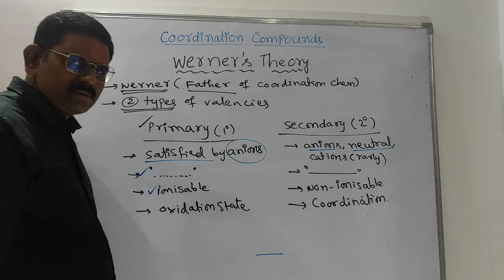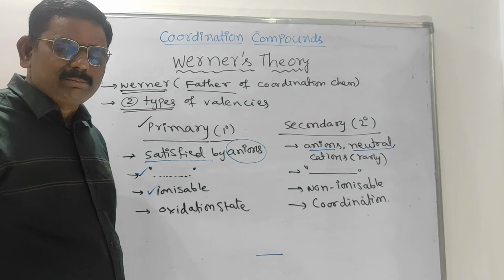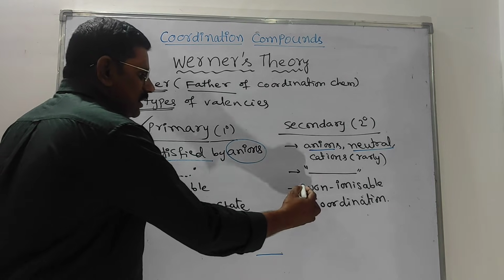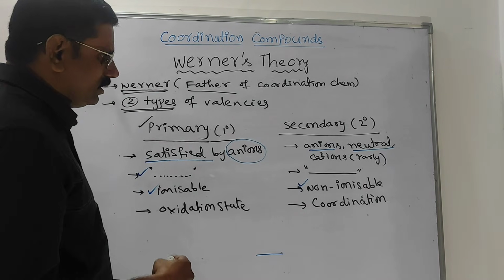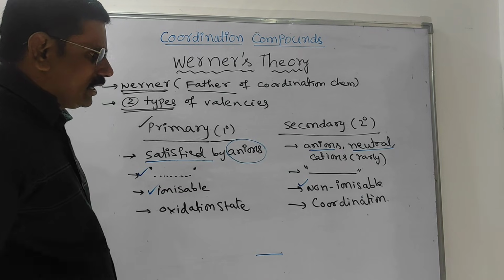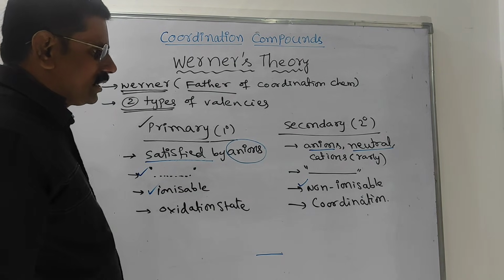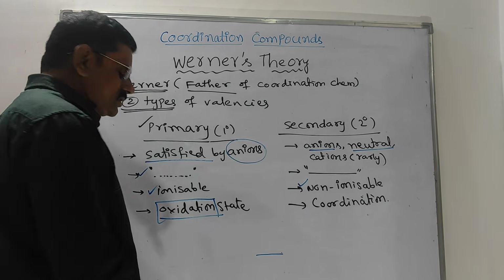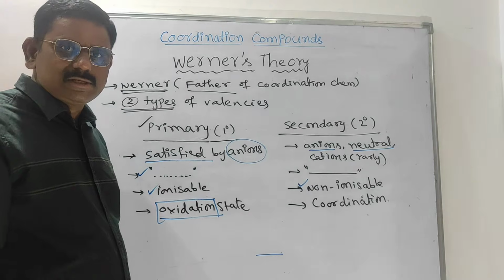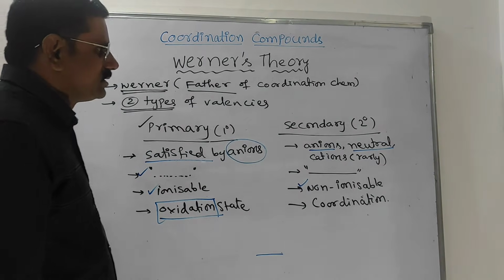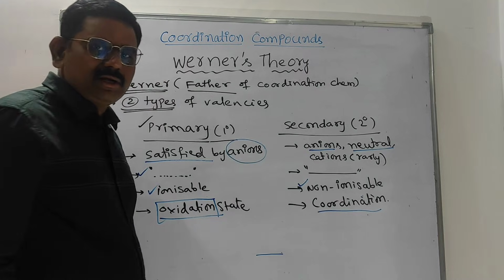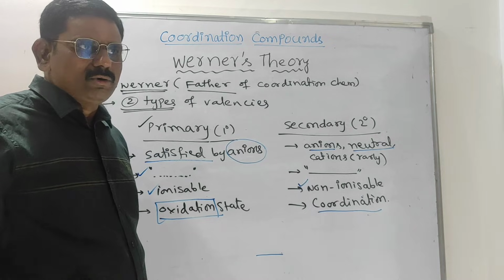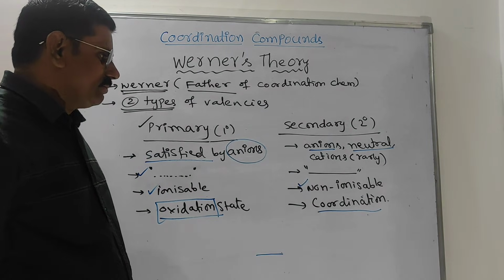Primary valency is ionizable. That means the ions showing primary valency are ionizable in their aqueous solution, but secondary valency is non-ionizable. When you dissolve it in water, the ions exhibiting secondary valency are not ionizable. Primary valency represents the oxidation state of the metal, whereas secondary valency represents coordination number. What is the meaning of coordination number? The number of ligands present in the compound or complex is called coordination number.